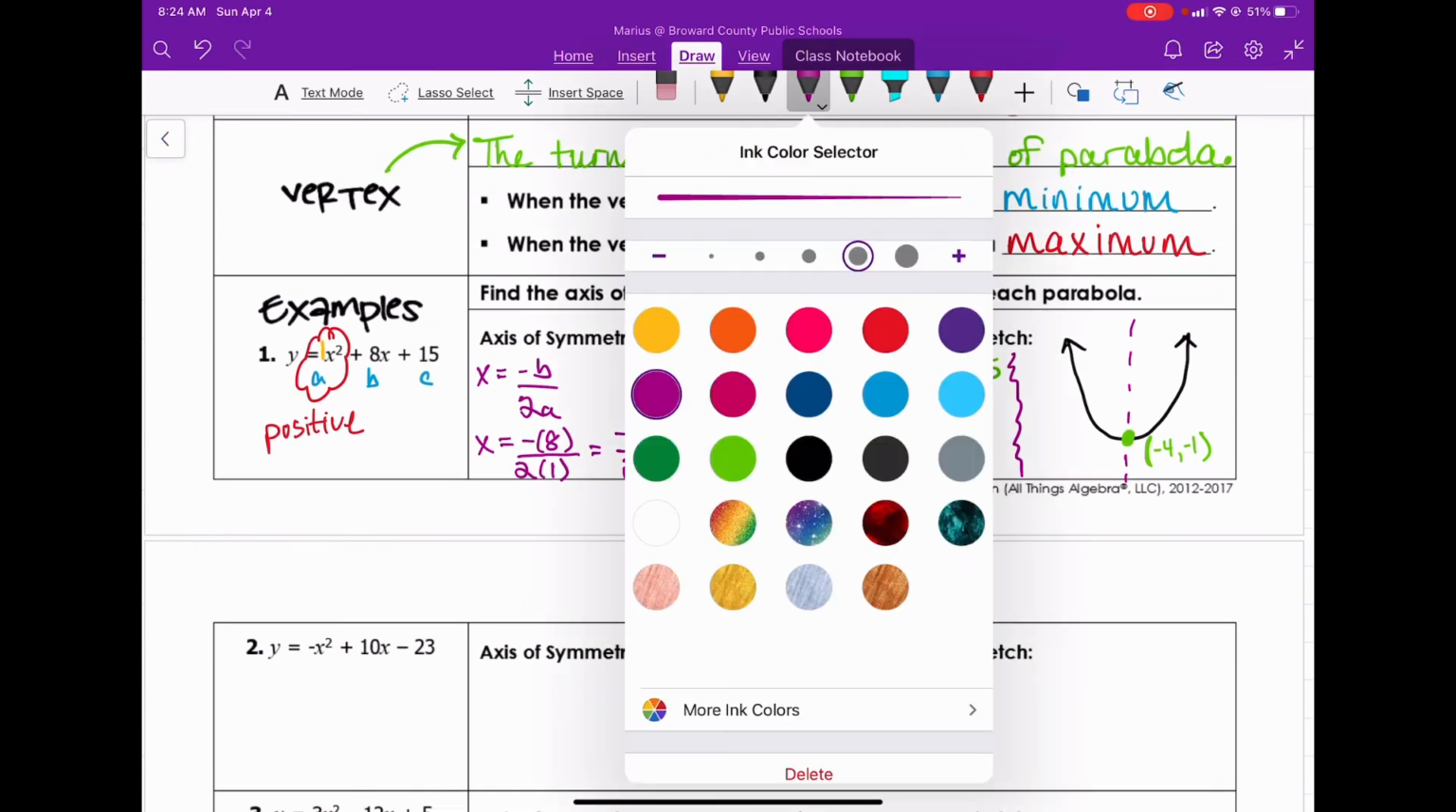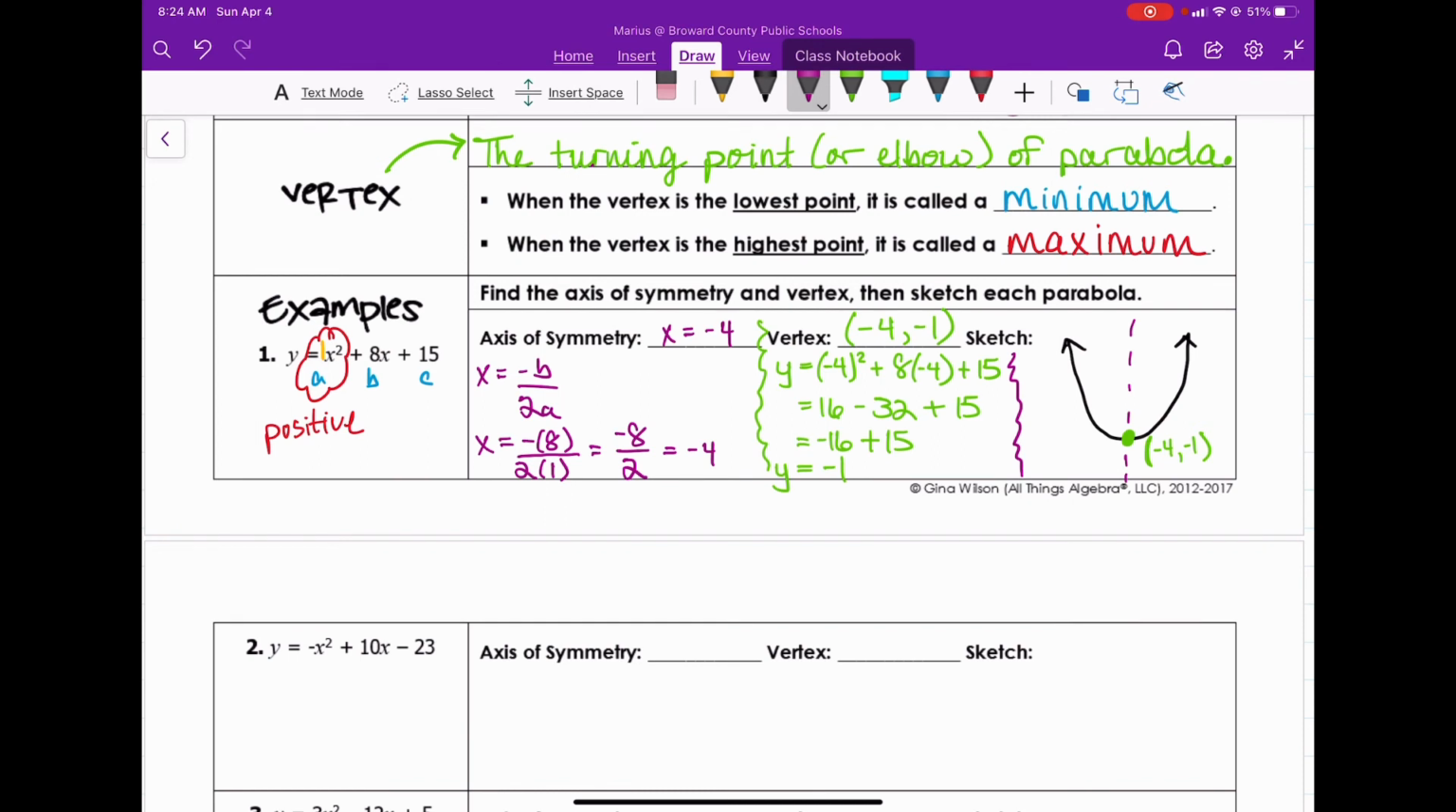So now for the second one, once again, we have to label our quadratic equation, A, B, and C. And we can see here that A is actually a negative, right? So since A is negative, that means we're going to have something facing down, right? Let's go ahead and figure out that axis of symmetry.